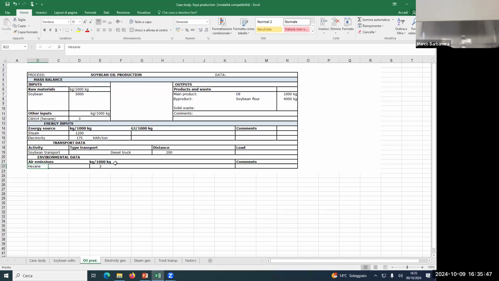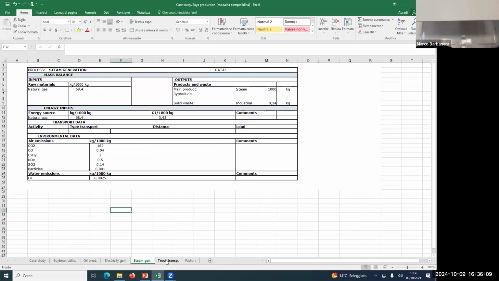So in this way you can collect input and output data for each unit process. So the idea is to find this kind of data for all processes of your life cycle. These are the same tables for the other processes of the life cycle.